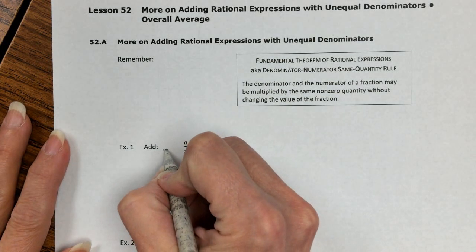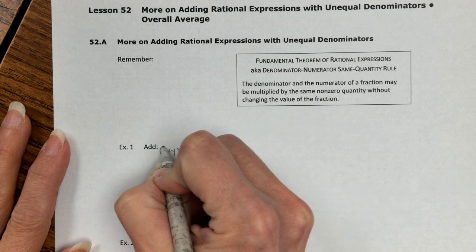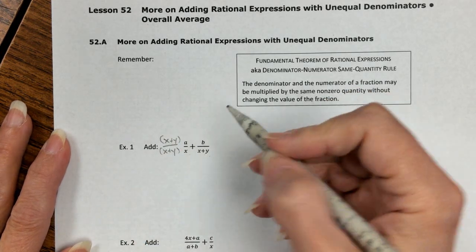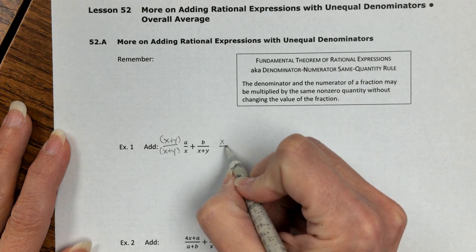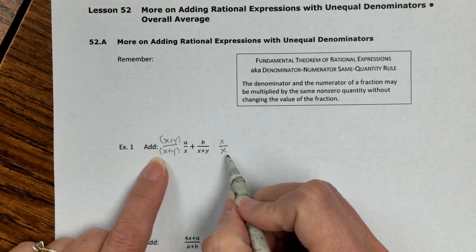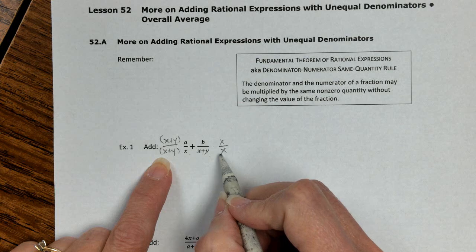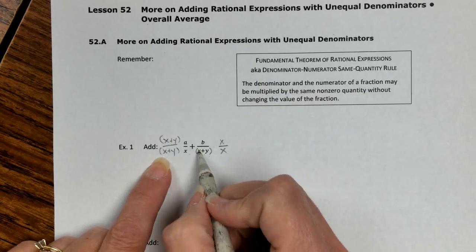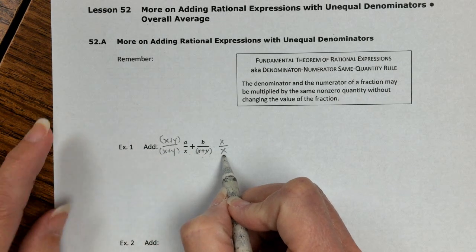Basically, we're going to take x plus y over x plus y times this first fraction, and then also x over x times the second one. So our common denominator is x times x plus y. I'm going to go ahead and put that in parentheses also, because that entire sum is being multiplied by that x.